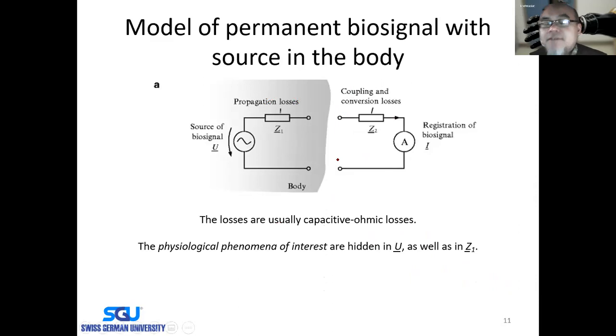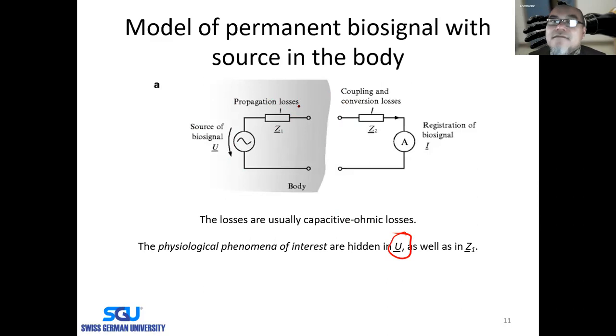The losses here are usually capacitive and ohmic. The physiological phenomena of interest are hidden in U as well as in Z1, depending on what signal we want to measure. For example, by attaching an electrode to detect the heartbeat signal, the biosignal source, what we want to know is U, the voltage source, in this case the heart. But sometimes the physiological phenomena lie in between the signal source and the skin, in the coupling.